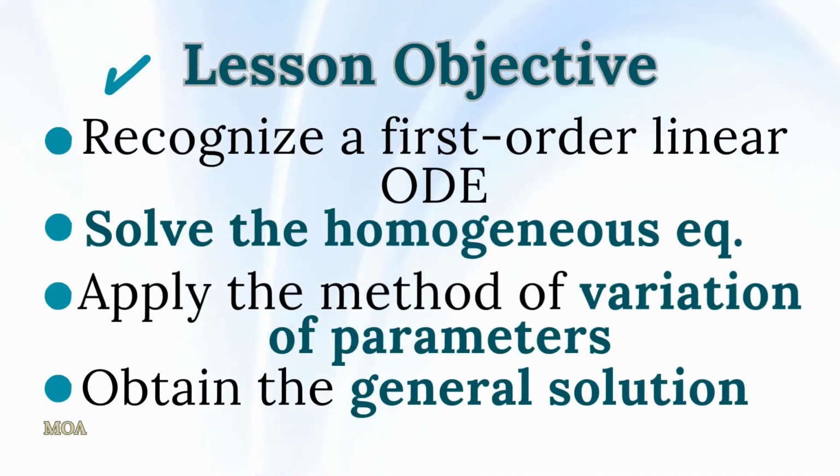Lesson objective. In this lesson, students will recognize a first-order linear ordinary differential equation, solve the associated homogeneous equation using separation of variables, apply the method of variation of parameters to construct a particular solution, combine both parts to obtain the general solution, and understand why initial conditions must be placed away from singular points.